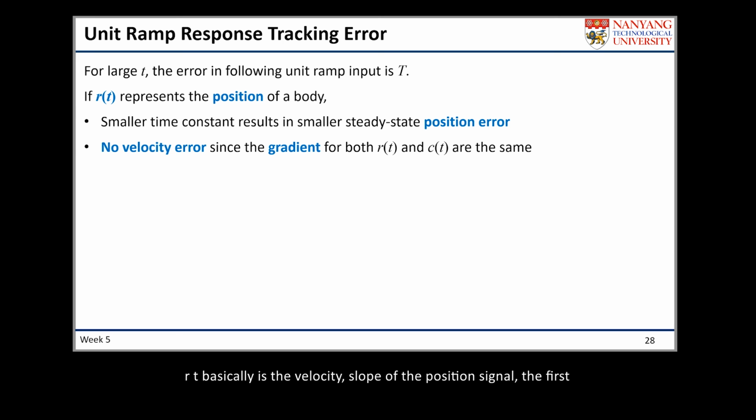The slope of the position signal, the first derivative of the position signal, basically is the velocity. The first derivative of position is velocity, right? So if r(t) is position again, there will be no velocity error. What do I mean by no velocity error? That means the velocity of the input r(t) and the velocity of the response c(t) will be the same. What is velocity again? Velocity is the gradient, is the slope. So the gradient of r(t) and the gradient of c(t) will be the same when the steady state condition is reached.